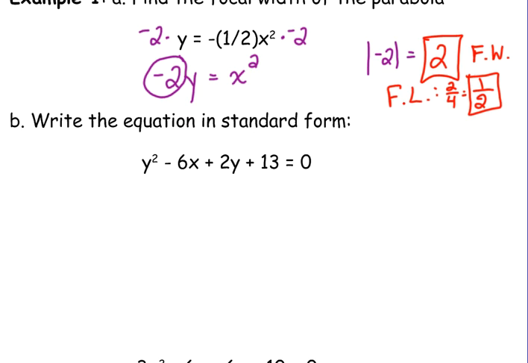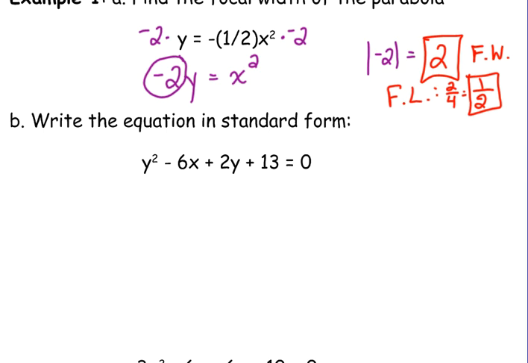All right, B. Write the equation in standard form. Now, when I look at that, I automatically know that it's a parabola. How do I automatically know it's a parabola? Because y is the only squared term. All of our other conic sections had both x squared and y squared. This only has one squared term, so I know that it is a parabola.